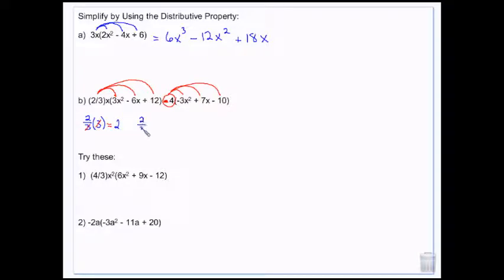If I multiply 2/3 times 6, 3 goes into 6 twice. And then I multiply. 2 times 2 is 4. And when I do 2/3 times 12, 3 goes into 12 4 times. And I do 2 times 4 to get the 8.